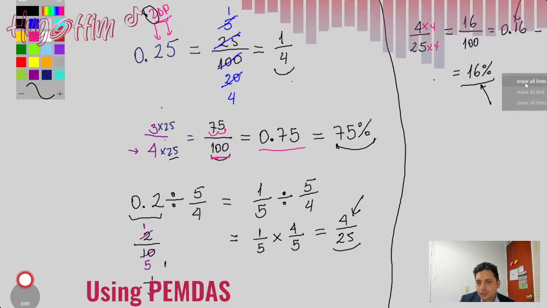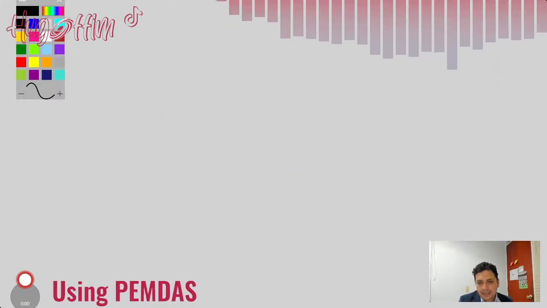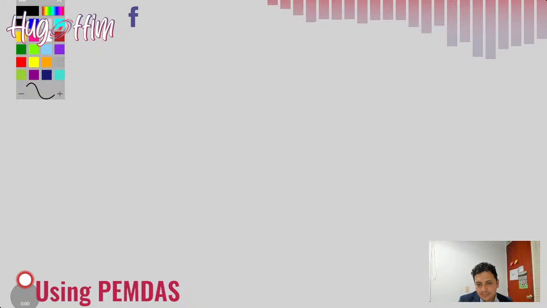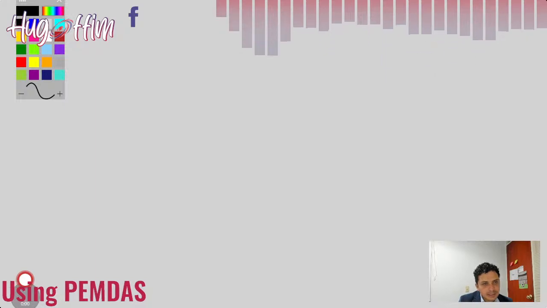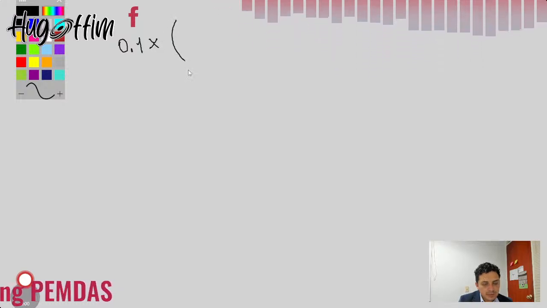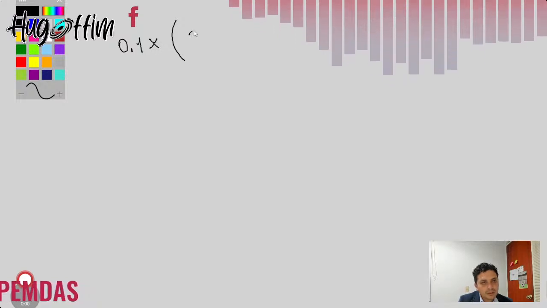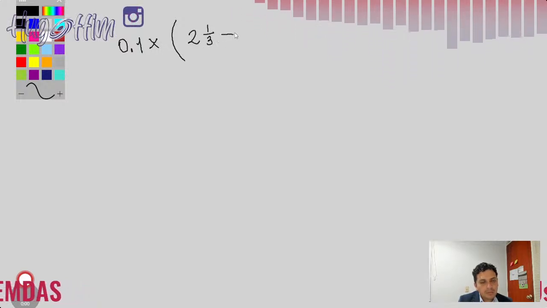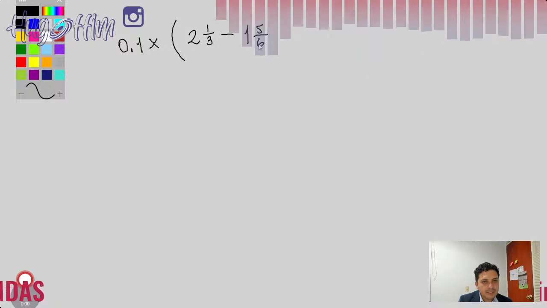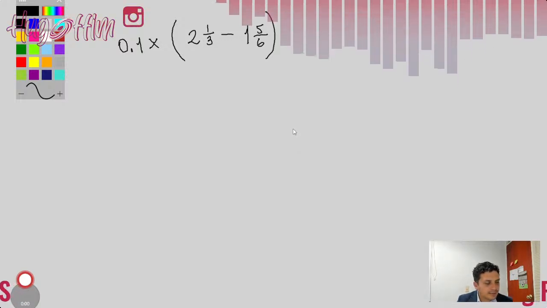Now what happens if you need to apply a little bit of PEMDAS? Like in this exercise. Let's say that you have this exercise, 0.1 times, and I need here to solve it, 2 and 1/3 minus 1 and 5/6. We have to work this one. Yes, it's going to be recorded. You can see it later at any time.